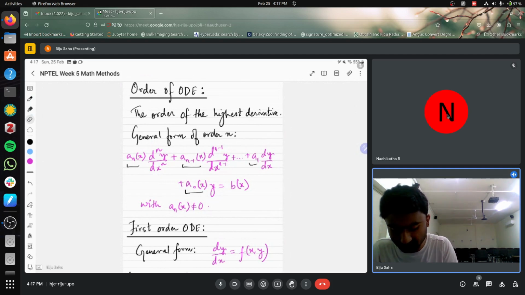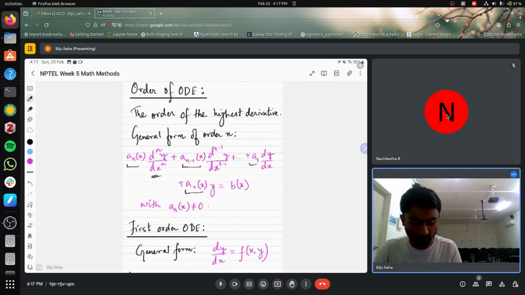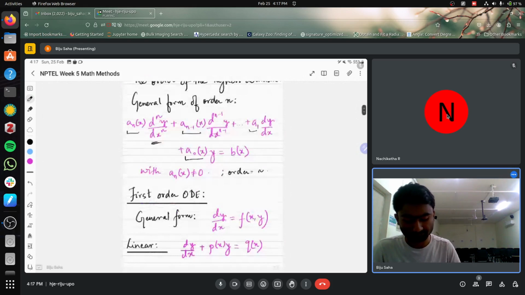The highest derivative occurs in this place, provided your coefficient is not equal to 0. If it was equal to 0, then that term would vanish, and the highest existing derivative would be n minus 1. But if the coefficient is not equal to 0, then the order is equal to n, the order of the highest appearing derivative.